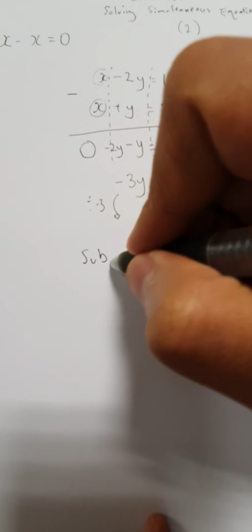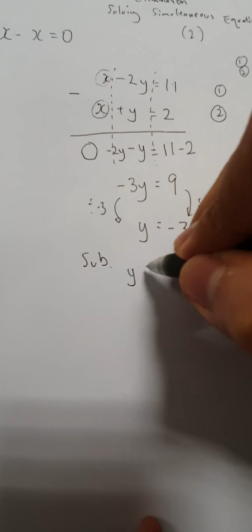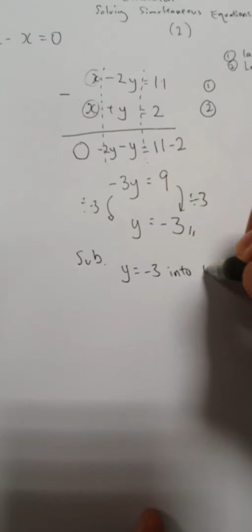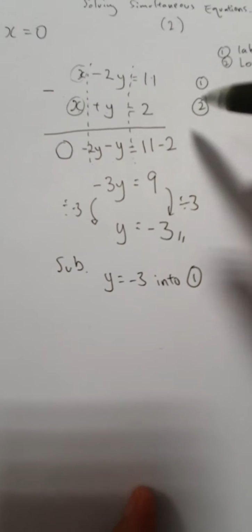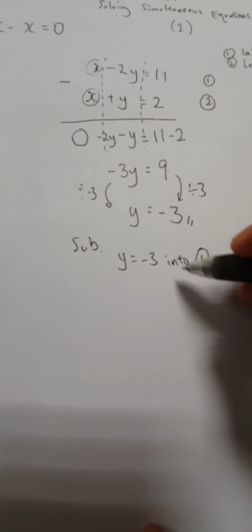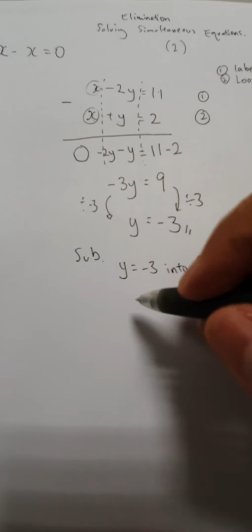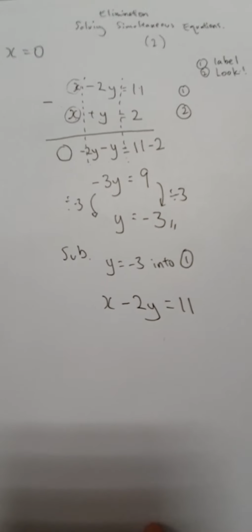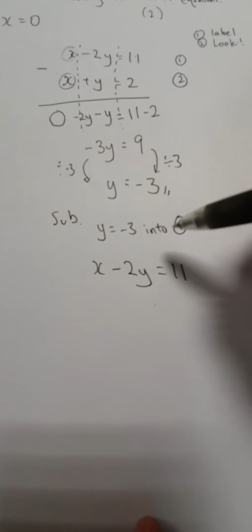Substitute y equals to negative 3 into equation 1. Everyone just use equation 1. You know what I'm talking about, equation 1 here. Okay, so what we'll do is this. Equation 1 is here, right? We're going to rewrite again. X minus 2y equals to 11. Okay, this is equation 1.